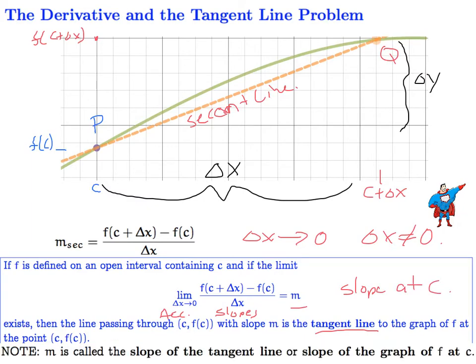So just to reiterate one more time, this number m, if you can calculate this number, is going to be the slope of the tangent line, the slope of the graph at c, and we'll see in a second it's also going to be called the derivative at c as well. Lots of good words for it, all ways to calculate the slope along this curvy bit.